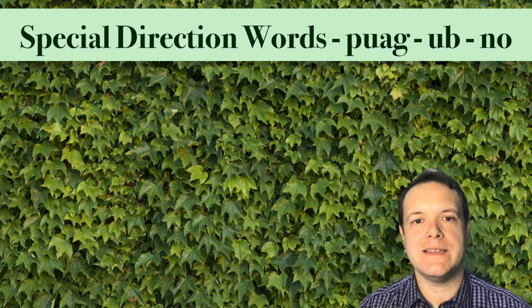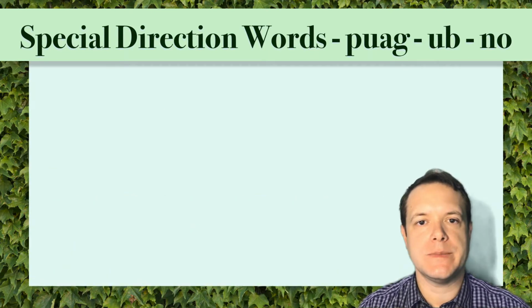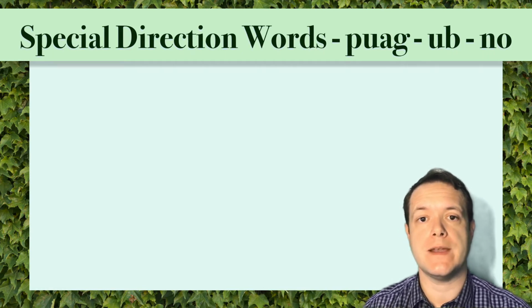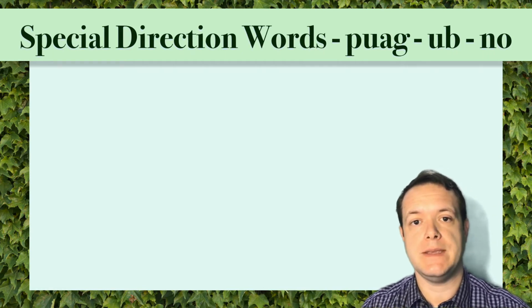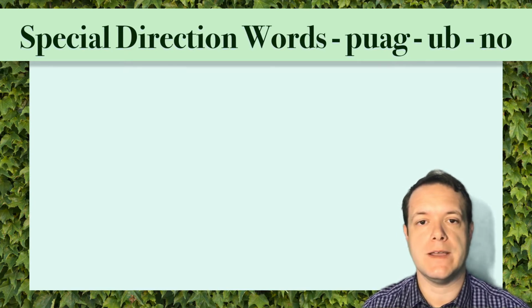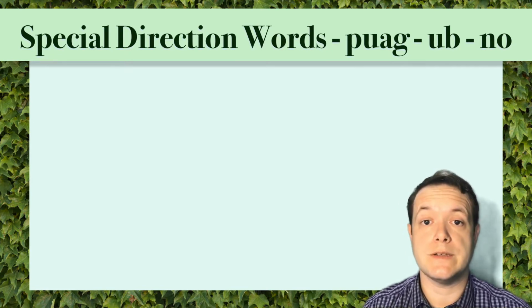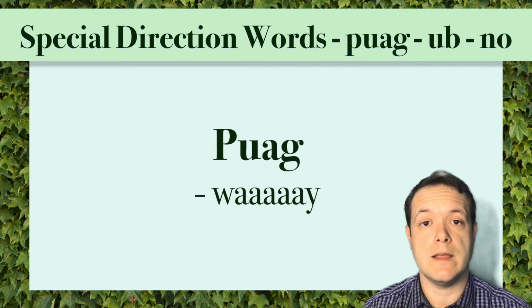Today in this video, we'll talk about 3 special direction words. They're special in that, unlike the other direction words, they almost always are or must be used with another direction word. They add meaning to help clarify other direction words. They make it so that it's easier to understand or get a clearer picture of the direction that we're talking about. The first word we're going to talk about is the word Puag.